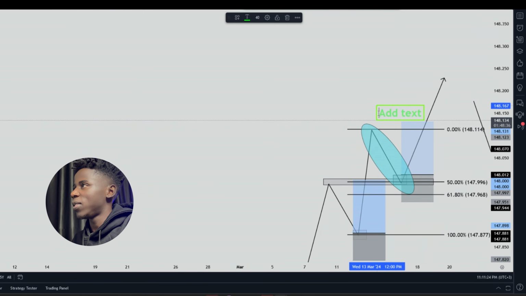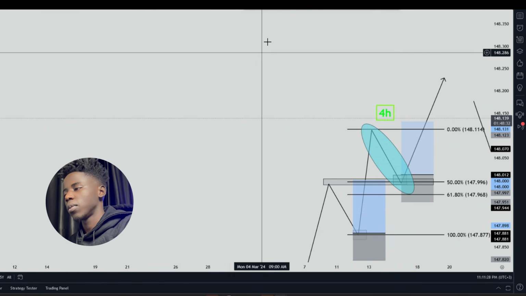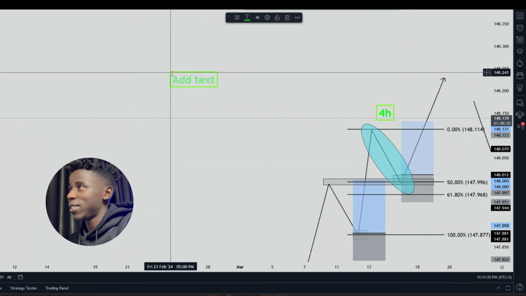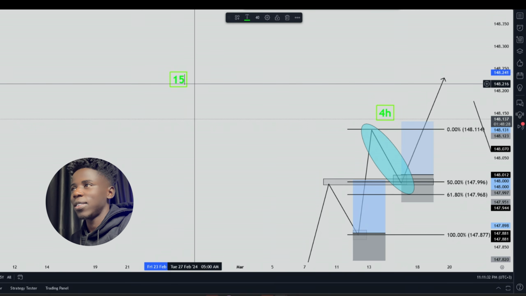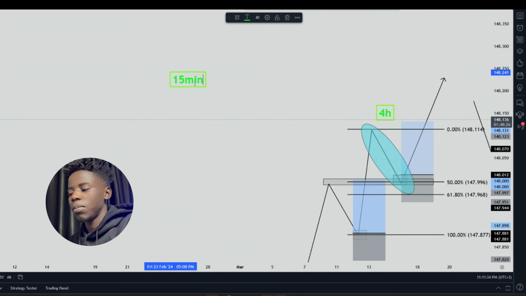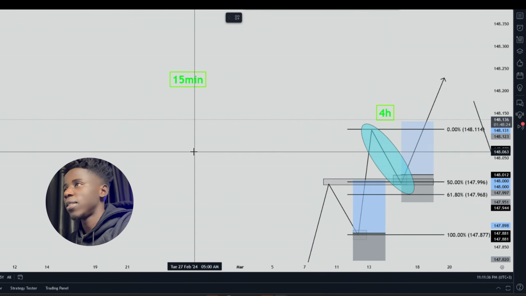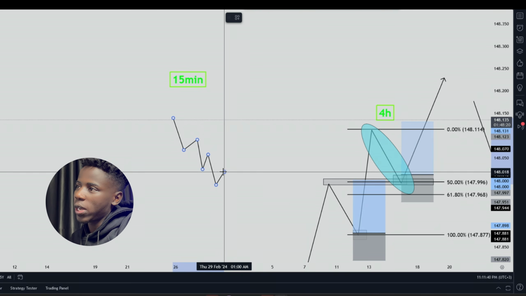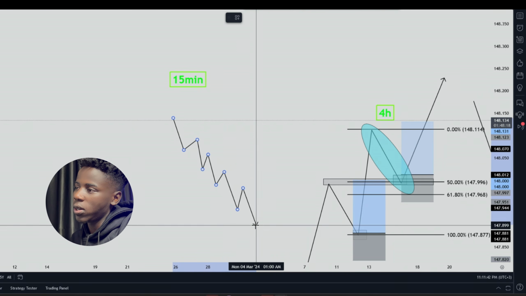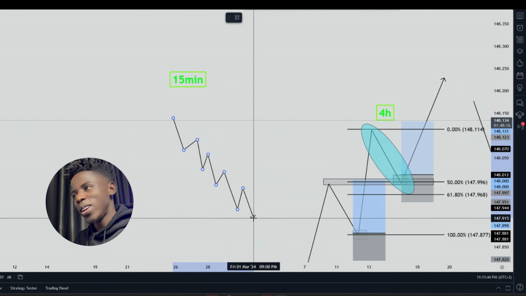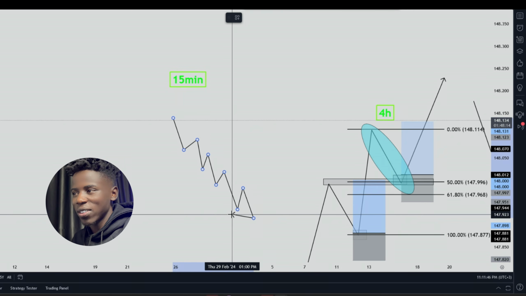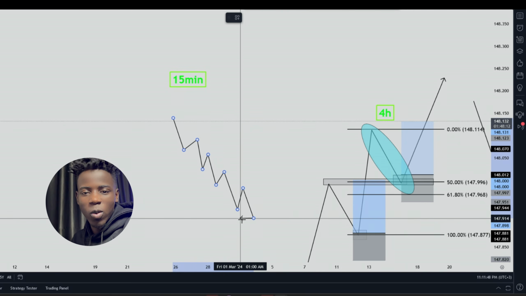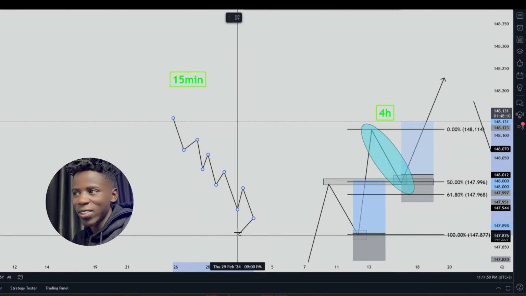Let's say this is the 4H. Now in 15 minutes, you will find something like this: lower low, lower high, lower low, lower low, lower, lower, lower. Now when we reach around here, let's say the 50% Fibonacci level, don't just go in. Wait for something like this.